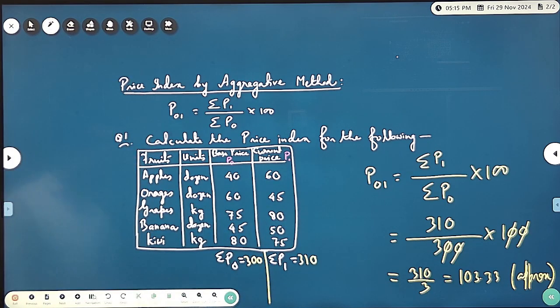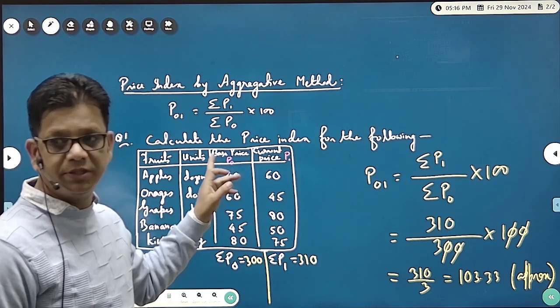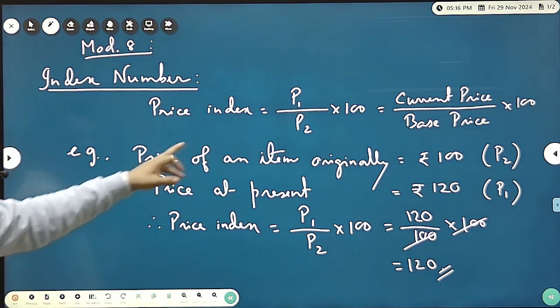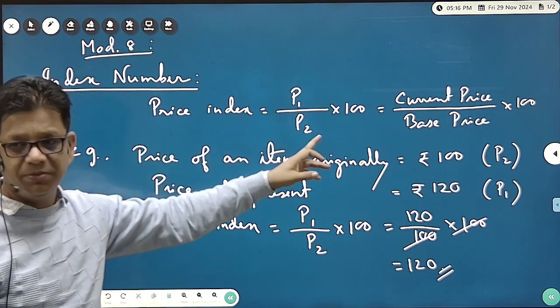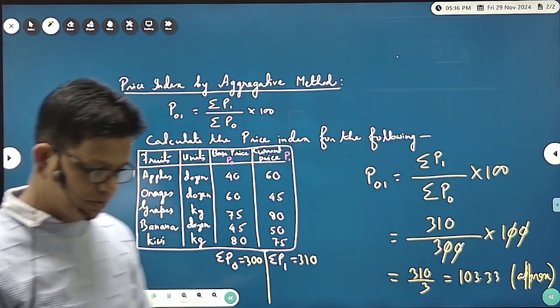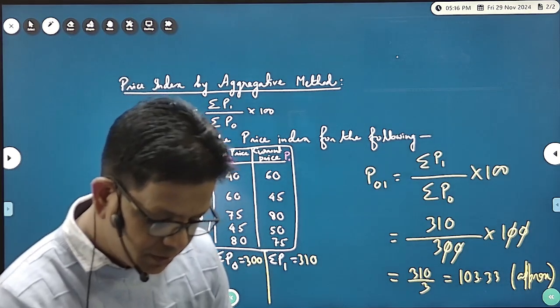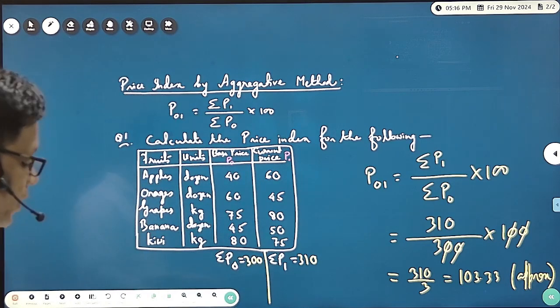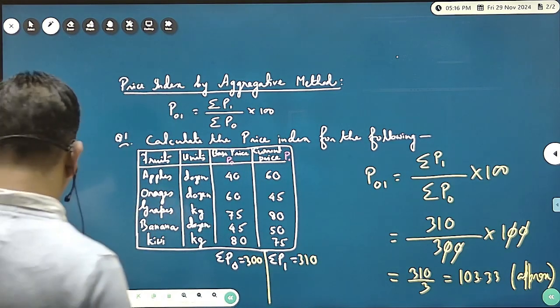With respect to the base price, we say P01. Earlier, in the previous formula, it was denoted by P, but it doesn't matter. It is only a symbol. Okay, now coming to some other methods. Let me go to the next.